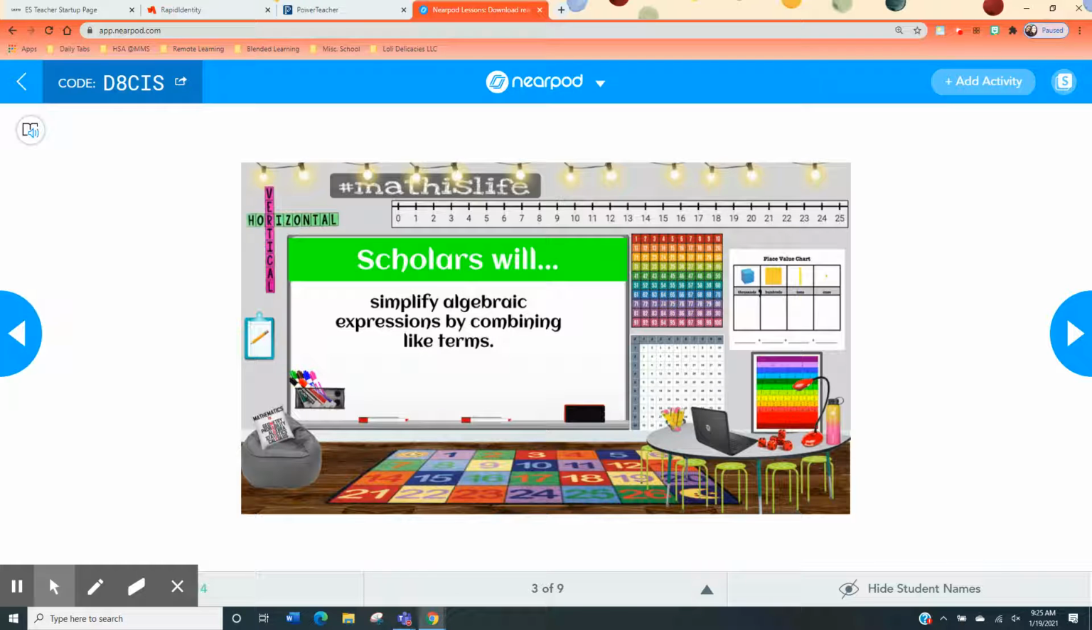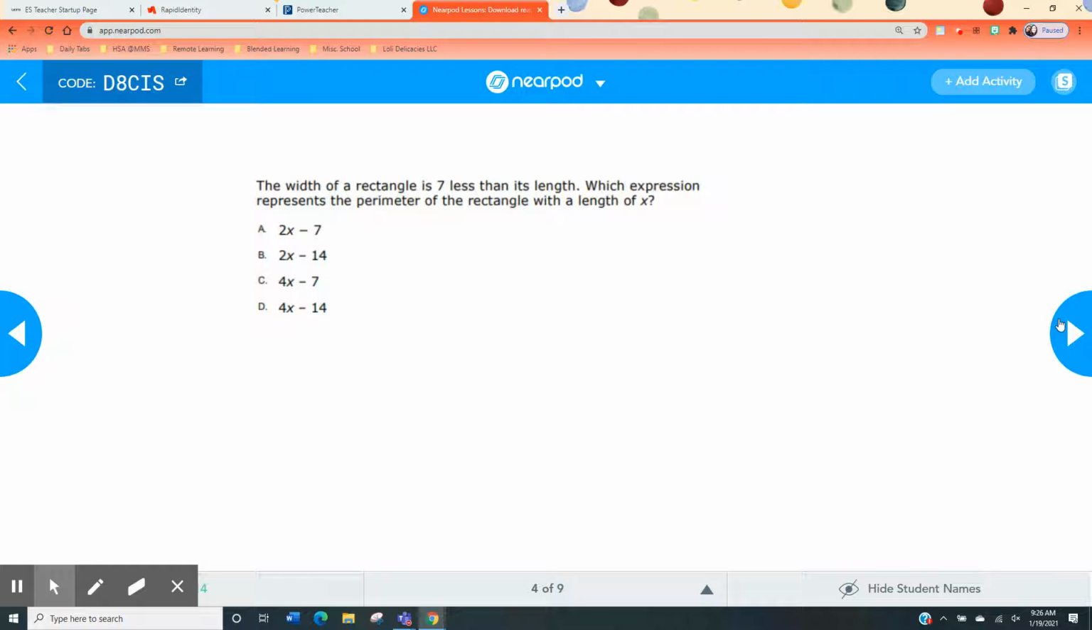So we're going to continue simplifying algebraic expressions, not just by combining like terms, but also by distributing and by factoring. So let's go ahead and look at this first problem. Take a second to write this problem down in your notebook. Remember, I can't see you, so I'm going to give you about a minute, and then we're going to go ahead and move on.